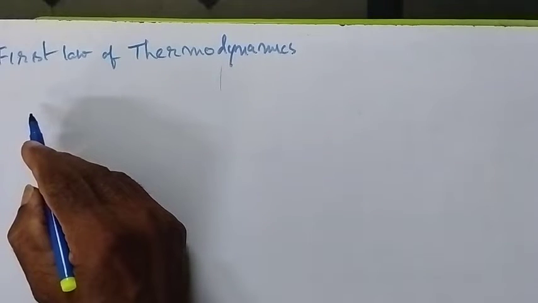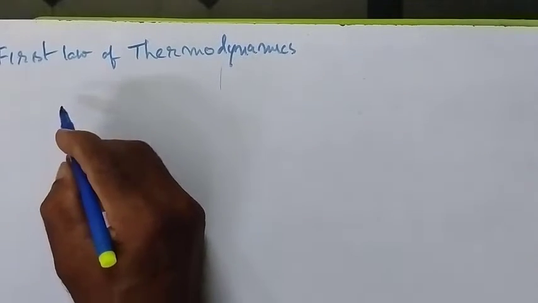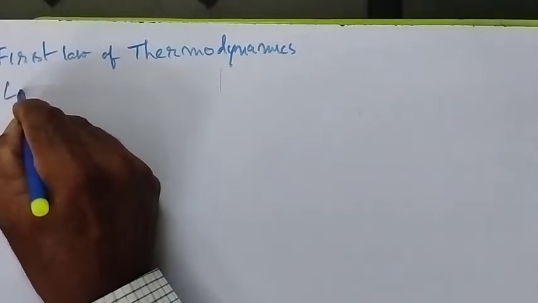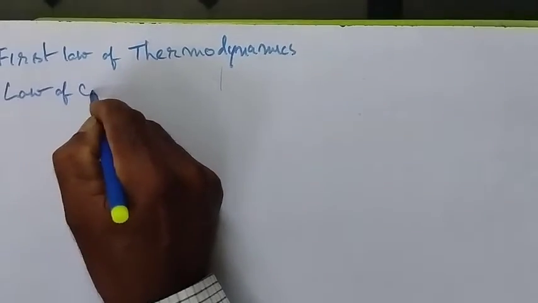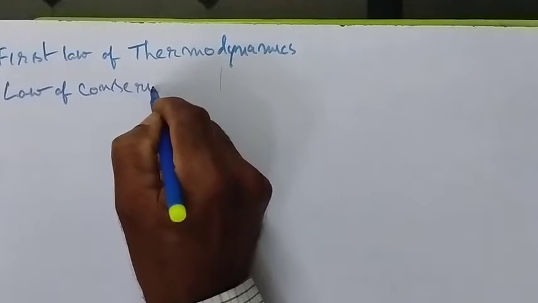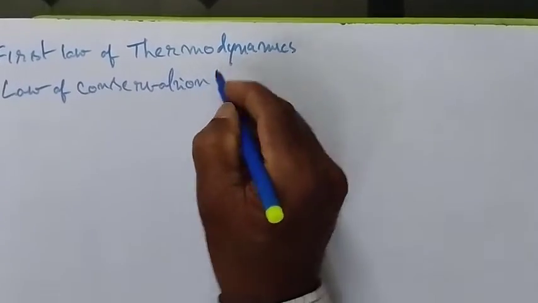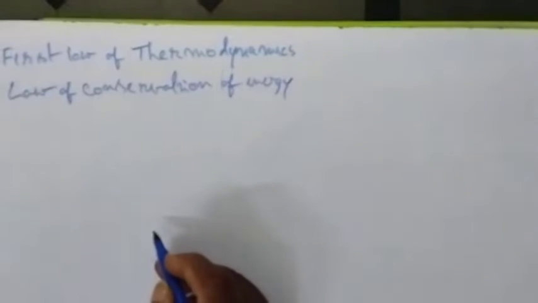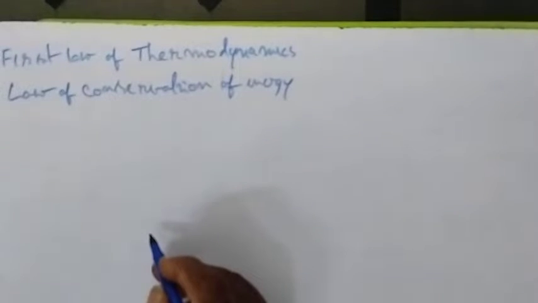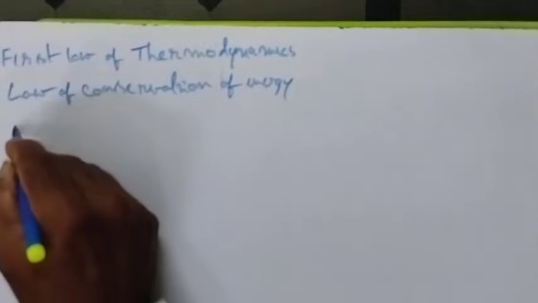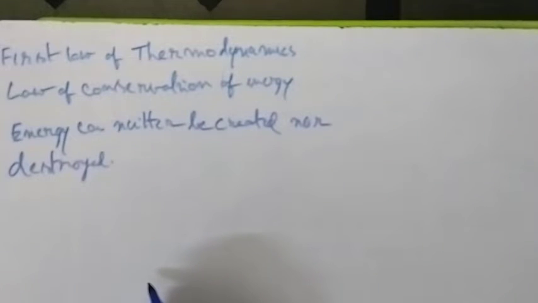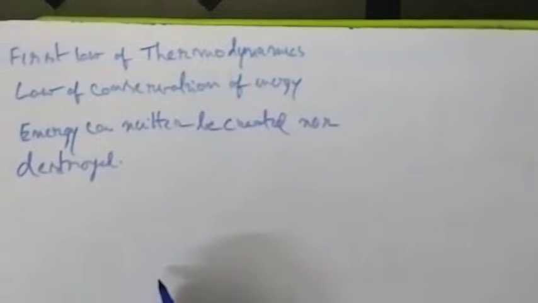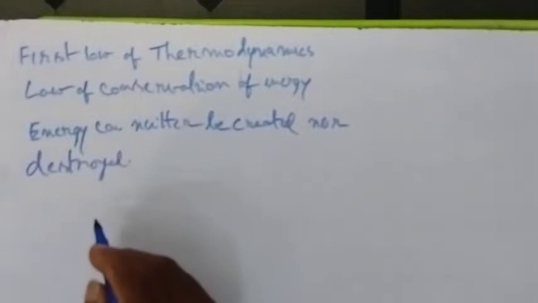First law of thermodynamics is nothing but the law of conservation of energy. What is the law of conservation of energy? The law of conservation of energy, or first law of thermodynamics, states that energy can neither be created nor destroyed, but one form of energy can be changed into another form of energy.